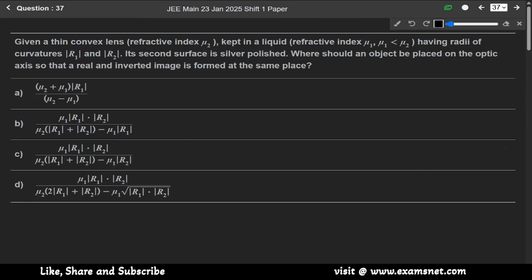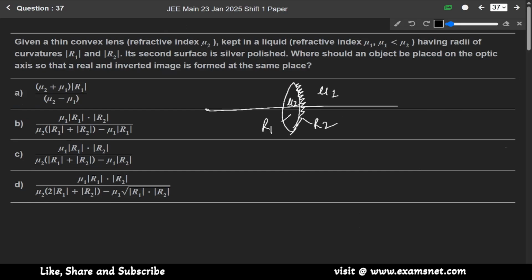Now next question 37. Given a thin convex lens of refractive index mu2 kept in a liquid of refractive index mu1, and mu1 is smaller than mu2, having radii of curvature r1 and r2. Its second surface is silver polished. Okay, there is a convex lens. Its second surface is silver polished and let us say this is mu1, since mu2 is greater than mu1. Okay, and both have r, so r1 and r2.